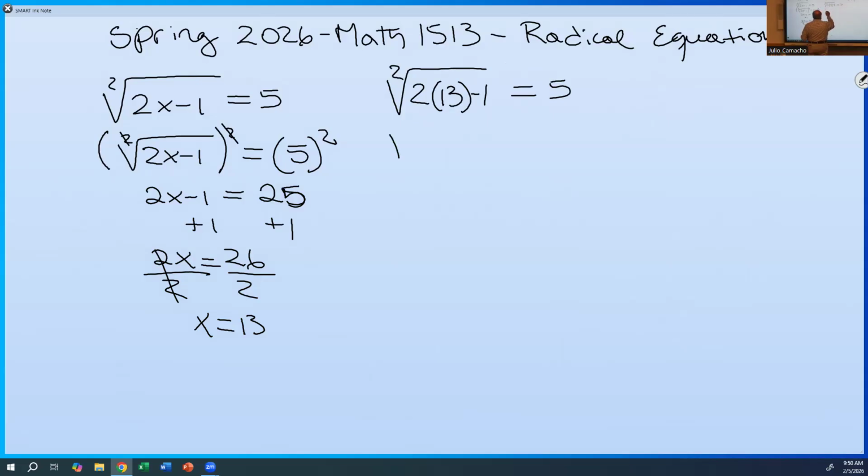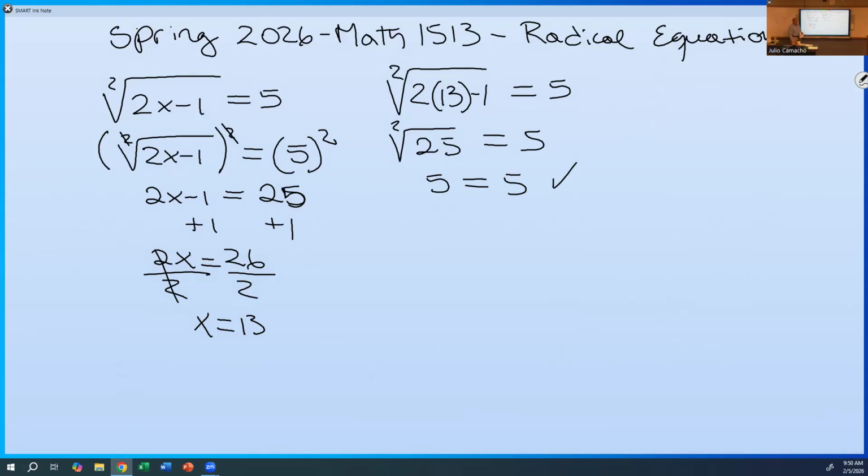So you have the square root of 2 times 13 is 26, minus 1, 25, equal 5. What is the square root of 25? Then 5 equal 5. You know that this answer is right, because it satisfies the original equation, 5 is equal to 5. And you should do it in all equations. That gives you peace of mind.